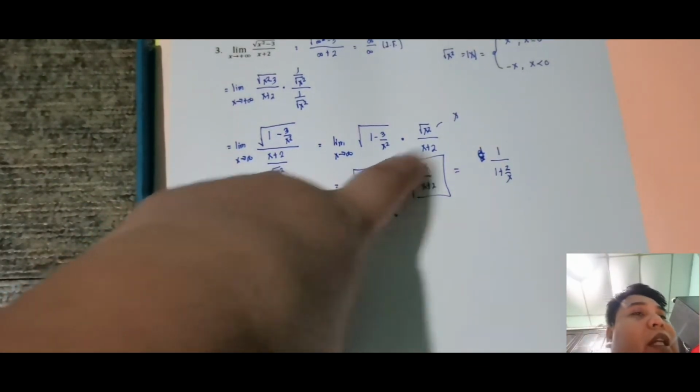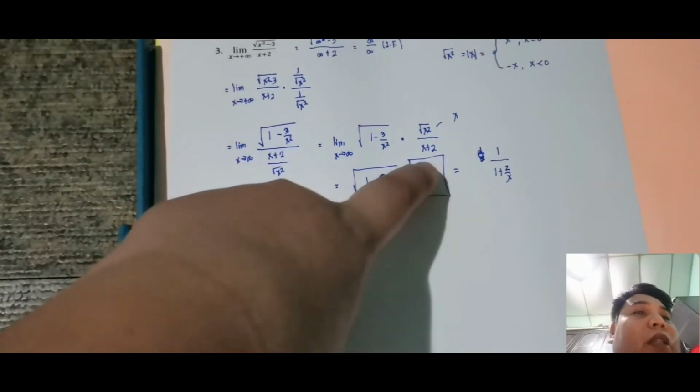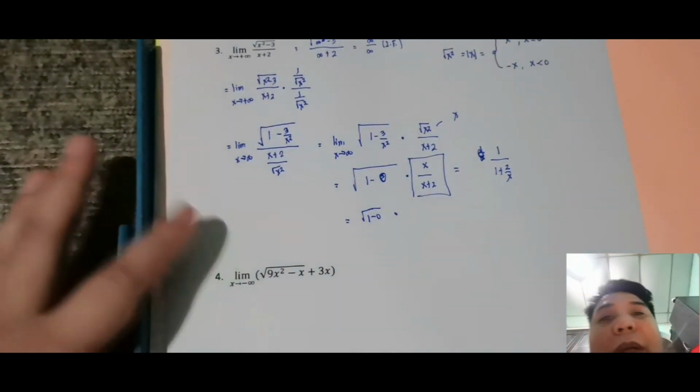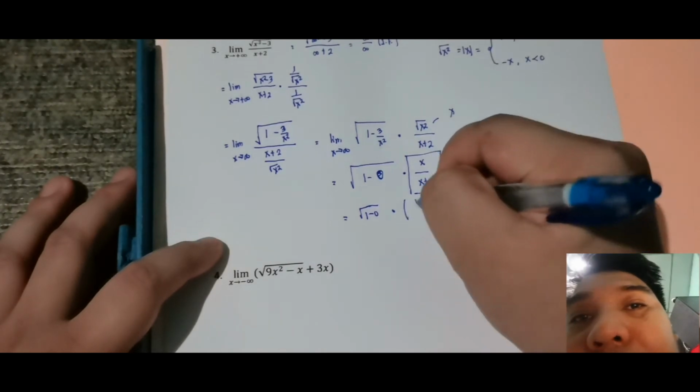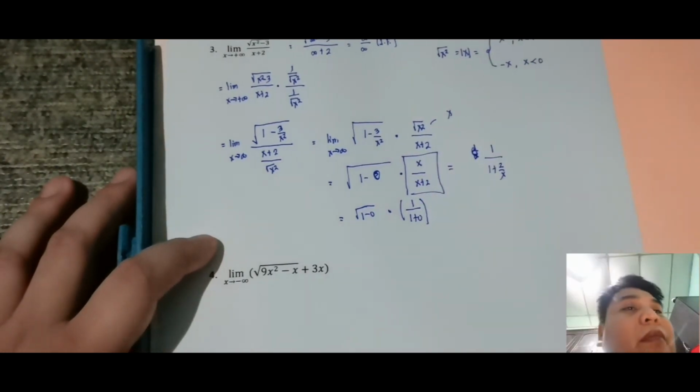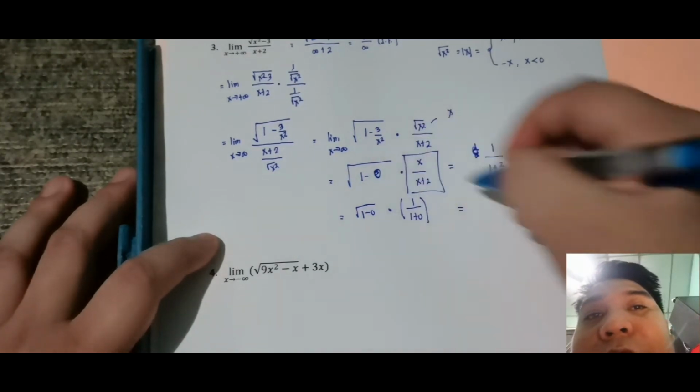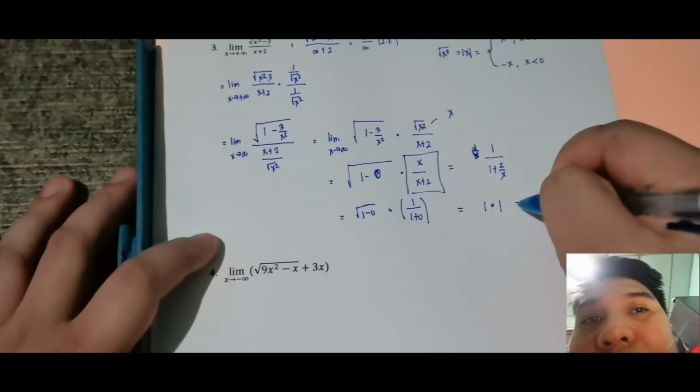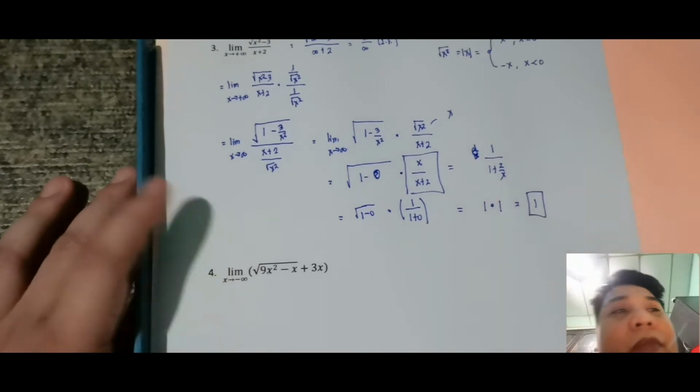Okay, x divided by x is 1. X divided by x is 1. 2 divided by x is 2 over x. So ngayon, dyan ay papasok yung idea na ito yung 1 over 1 plus 0. Okay, so therefore, this is equal sa square root of 1 is 1 times 1 which is equal sa 1.